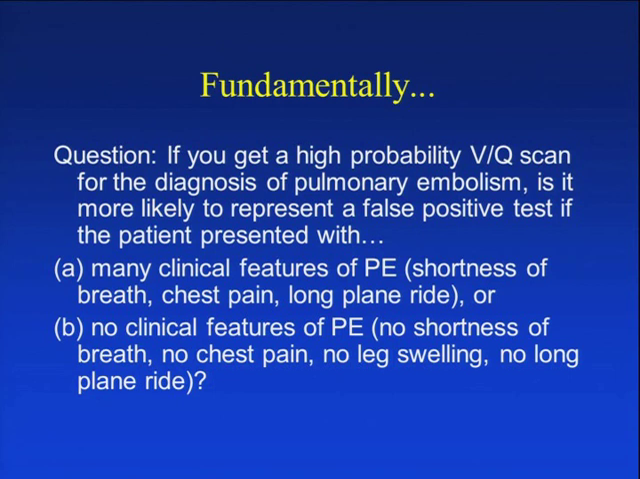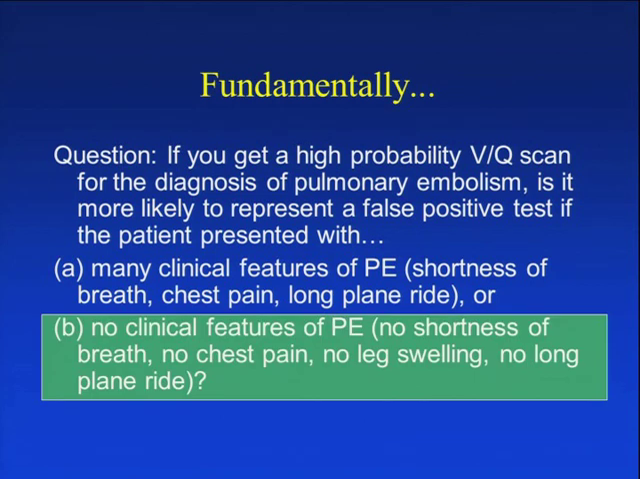So fundamentally, if you could answer this question, you've gotten the take-home point from today. If you get a high prob VQ scan for the diagnosis of PE, is it more likely to represent a false positive test if the patient presented with many clinical features of the PE or no clinical features of a PE? It is more likely to represent a false positive if you're dealing with a low-risk patient. If that concept makes sense and you can understand it at a numerical level and a conceptual level, then you're on the right path.